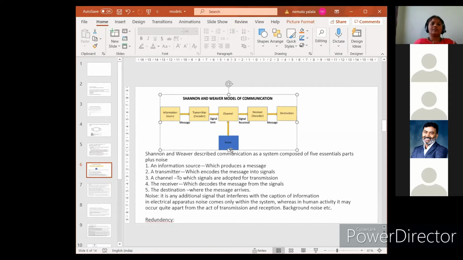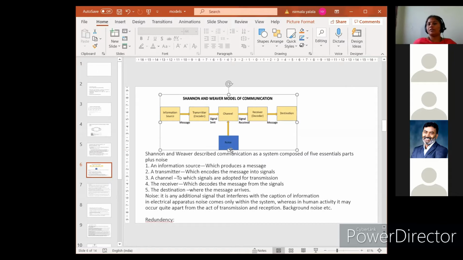So here, the first one is the information source. The information source is a source or any individual who wishes to communicate some message towards the receiver. As you already know, the receiver is the target of any message. Without the receiver, we cannot communicate. So here, the information source is sending a message.